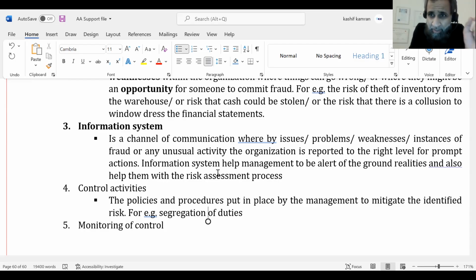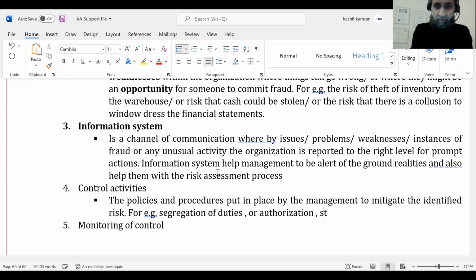So for example, a segregation of duty or authorizations. We know authorization is a very good control activity. Someone should authorize. If I am doing something, I need to take permission from someone, because if there are no authorizations, then I can do whatever I like. So authorizations are a very good control activity, a very good policy and procedure put in place by organizations.